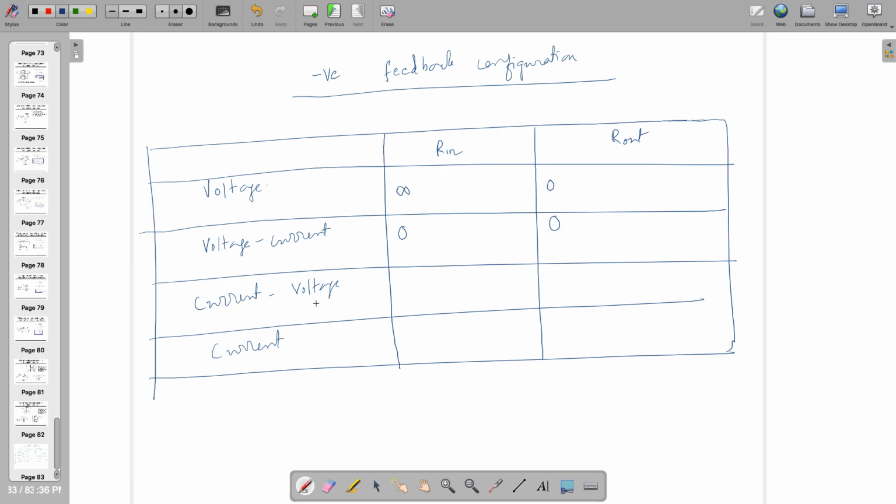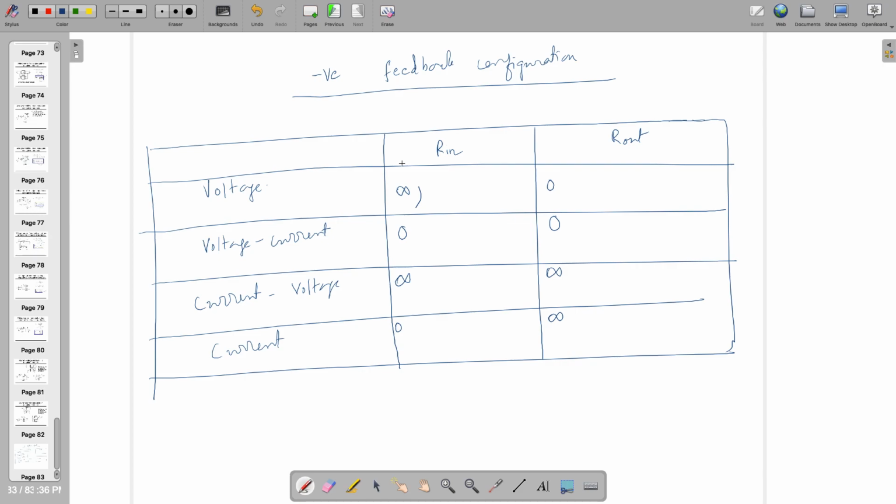Output is current and input is voltage. You are expecting that the input resistance has to be infinity, and for voltage, which is the input side, you are expecting infinity. For the current, output and input both are current, so it's the opposite of what we have in voltage. So as we have, the bigger number is expected; we want the bigger number to be good for this voltage topology.